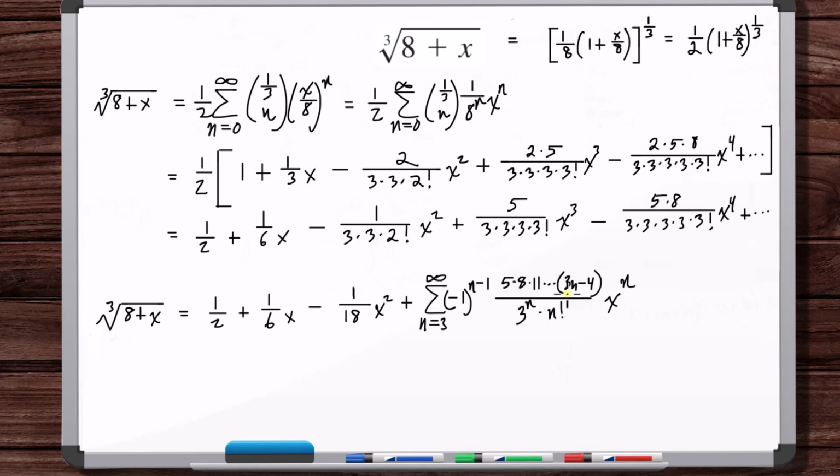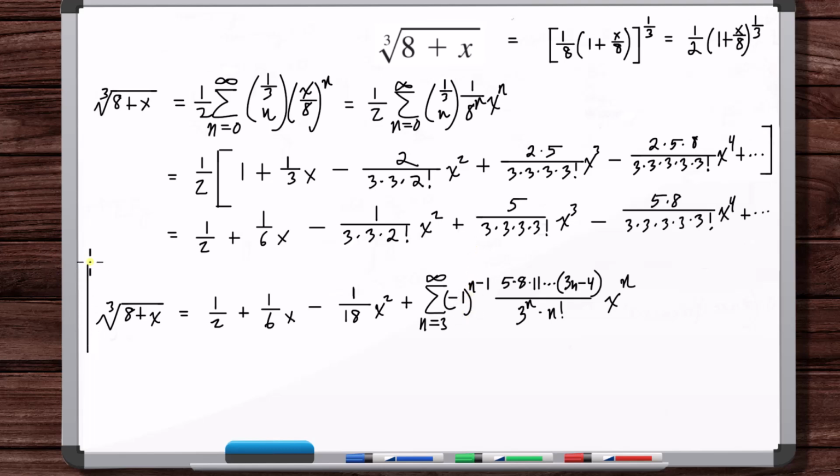So is this right? When n is equal to 3, you've got 9 minus 4 is 5. When n is equal to 4, you've got 12 minus 4 is 8. So you do 5 times 8. Yeah, that's it. And then the first term is positive and alternates. Okay, so there you go.